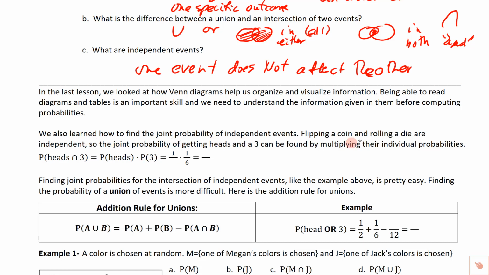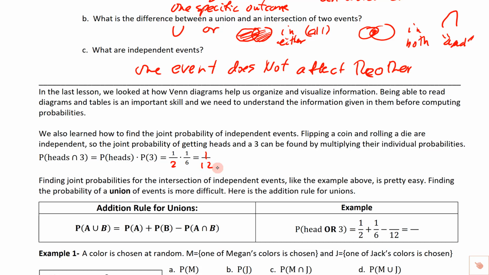So the joint probability of flipping a coin and rolling a die, those are independent. If they're independent, then we can use the multiplication rule for this. So for example, here we have the probability of flipping a head and rolling a 3. So that's going to be 1/2 for the head, 1/6 for the 3. So we end up with 1/12 altogether. There's the answer for that one.